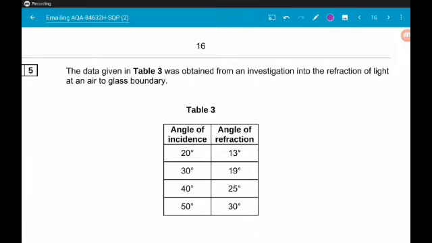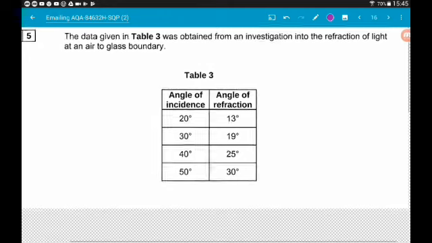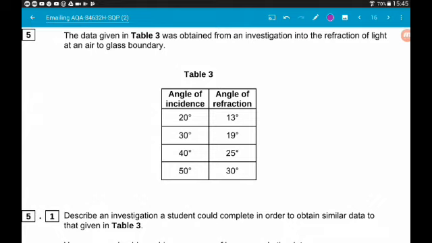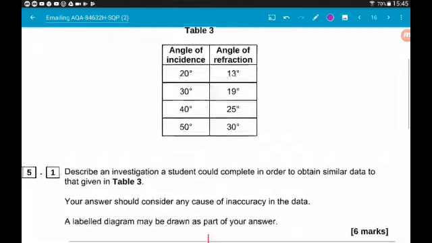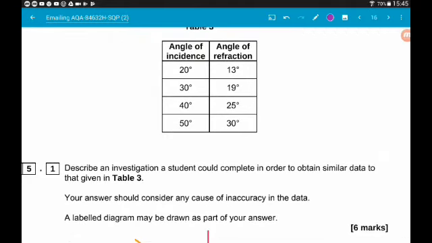Question 5. The data in table 3 was obtained from an investigation into the refraction of light at an air to glass boundary. So we've got our angles of incidence and our angles of refraction. We want to describe an investigation that a student could carry out to obtain similar values. Our answer should contain any cause of inaccuracy, and we may use a labelled diagram in our answer.